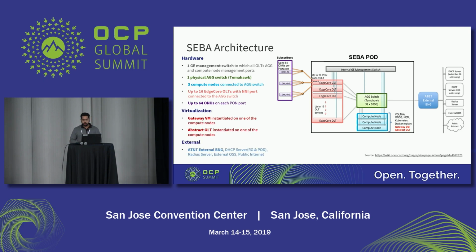On the compute nodes, there are multiple virtual gateways and abstract OLTs, all of which are instantiated. And on the external LAN, there are services such as BNG, DHCP server, Redis server, external OSS, and public internet for OSS and BSS and all of these connections.